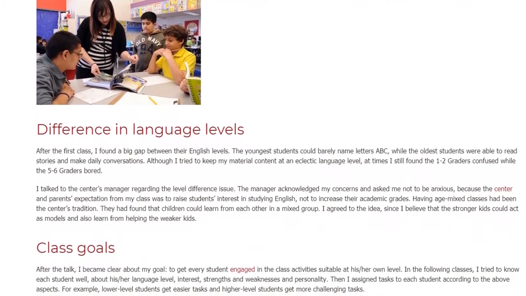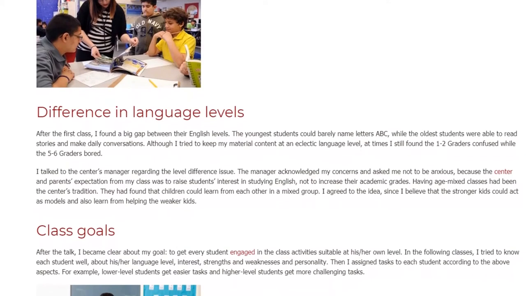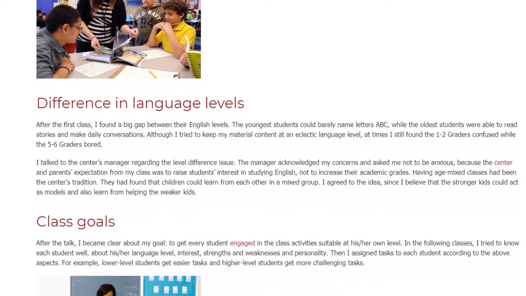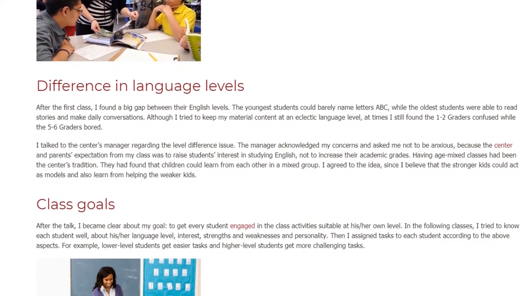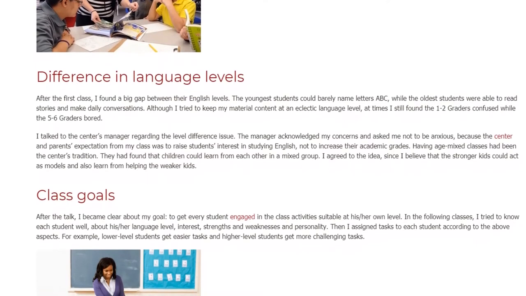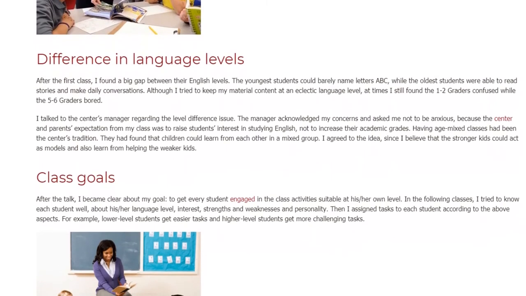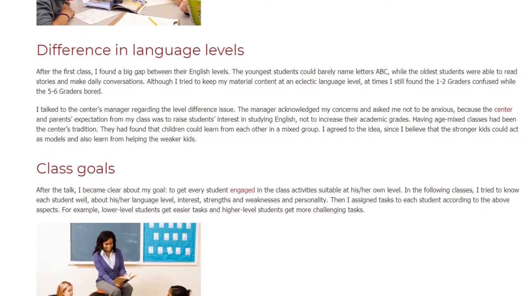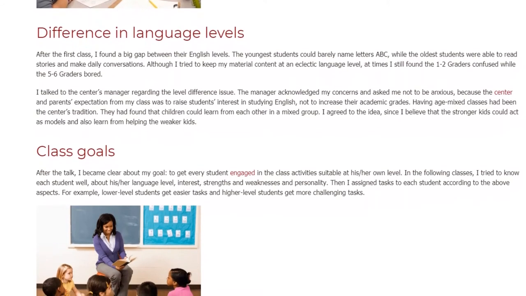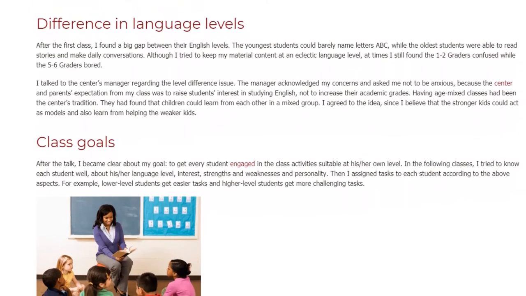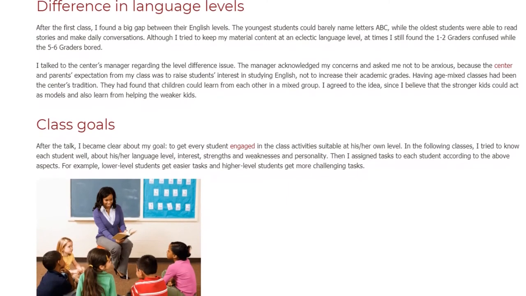Class goals. After the talk, I became clear about my goal, to get every student engaged in the class activities suitable at his or her own level. In the following classes, I tried to know each student well, about his or her language level, interest, strengths and weaknesses and personality. Then I assigned tasks to each student according to the above aspects. For example, lower level students get easier tasks and higher level students get more challenging tasks.